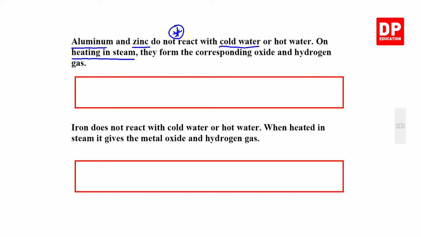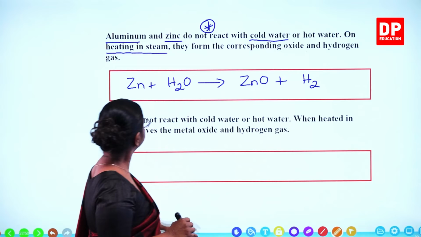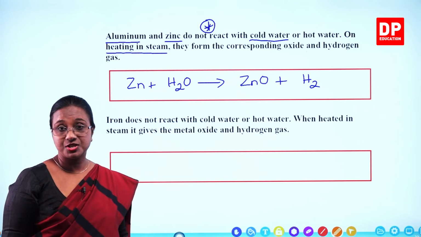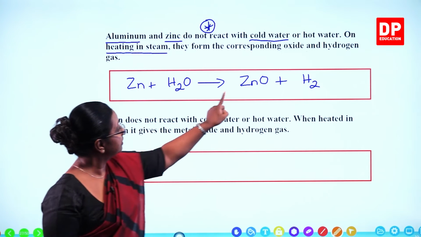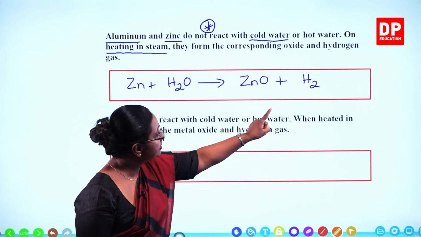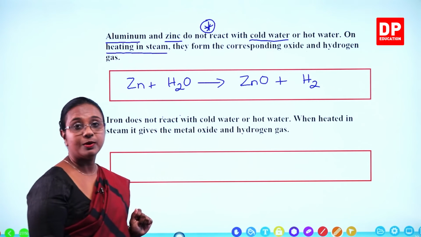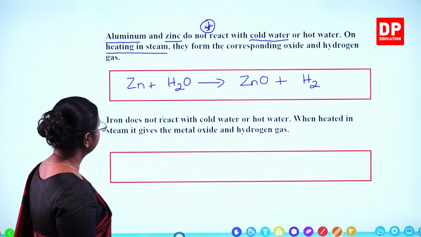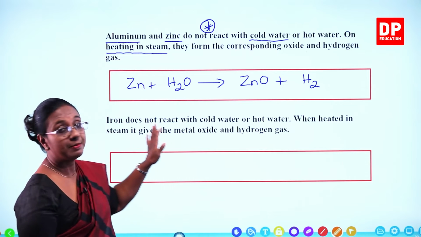So if I write the reaction for zinc plus H2O, although it's steam, we write it as H2O. So the products are going to be zinc oxide and H2 gas. Let's check whether the reaction is balanced. 1 zinc, 1 zinc. 2 hydrogens, 1 oxygen, 1 oxygen. So that means the reaction is balanced.